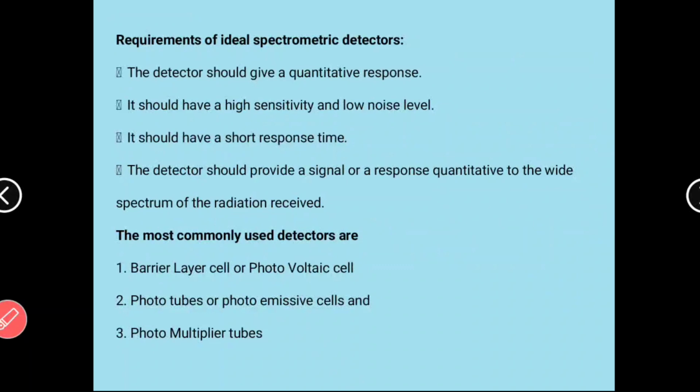Requirements of ideal spectrophotometric detectors. The detector should give a quantitative response. It should have high sensitivity and low noise level. It should have a short response time. The detector should provide a signal or response proportional to the wide spectrum of the radiation received. The most commonly used detectors in the UV or visible region are the barrier layer cell or photovoltaic cell, phototubes or photoemissive cells, and photomultiplier tubes.